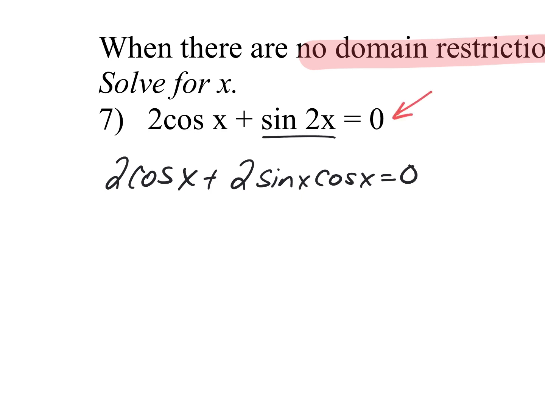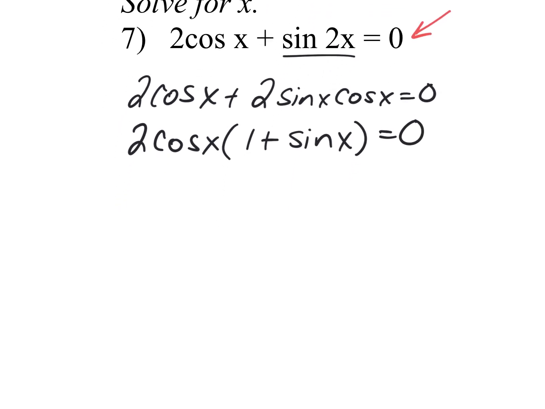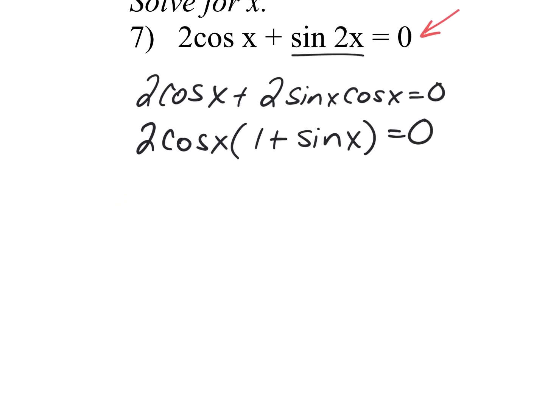Again, whenever things are set equal to 0, I want to try to factor. And I know that I can rewrite sine 2x as 2 sine x cosine x, so that 2 cosine x is factorable from both terms. So that's what I'm going to do. I'm going to factor out 2 cosine x. I'll be left with 1 plus sine x. So now we're going to solve the same way we've been solving.